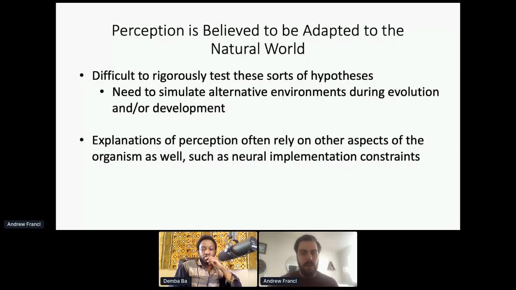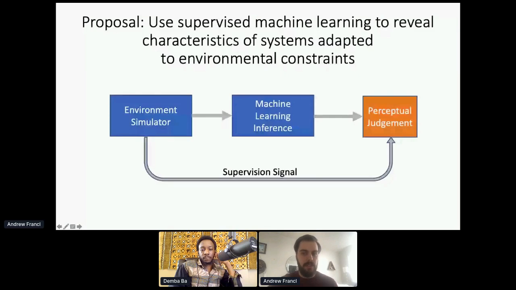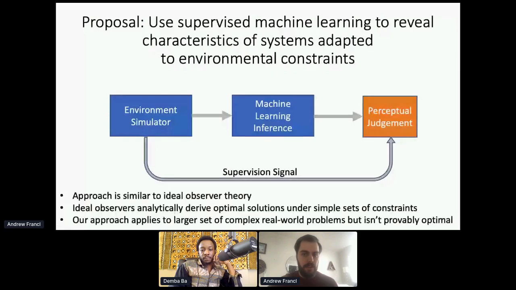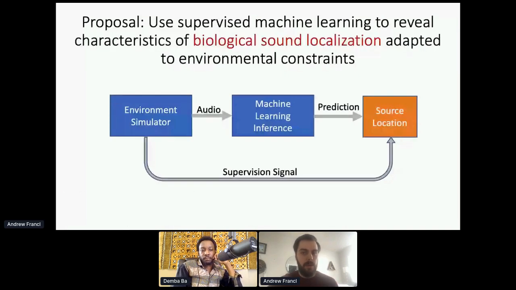So in order to make some progress on this problem, in this work we propose using supervised machine learning to reveal characteristics of systems adapted to environmental constraints. This approach is somewhat similar to ideal observer theory, where researchers analytically derive optimal solutions under simple sets of constraints. Unfortunately, this approach is often not possible in more complex problems. So our approach instead relies on optimization and applies to a larger set of complex real-world problems, but isn't provably optimal. Nonetheless, we'll show that this approach can still be pretty fruitful for the sorts of questions we're trying to ask. So we operationalize this approach using a sound localization task. Specifically, this proposal has two pieces.